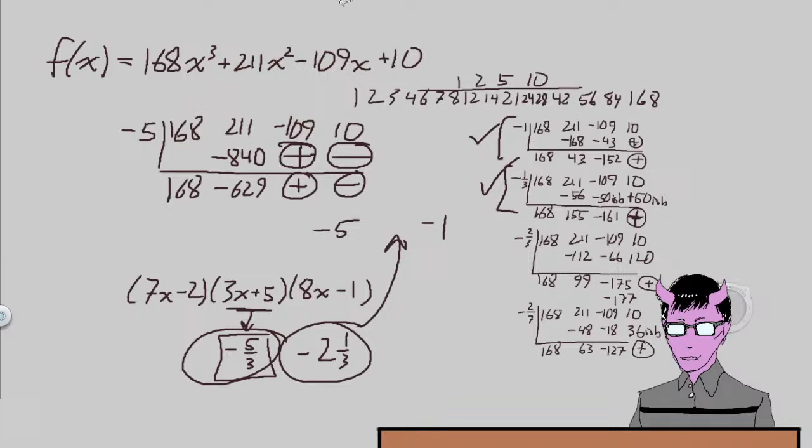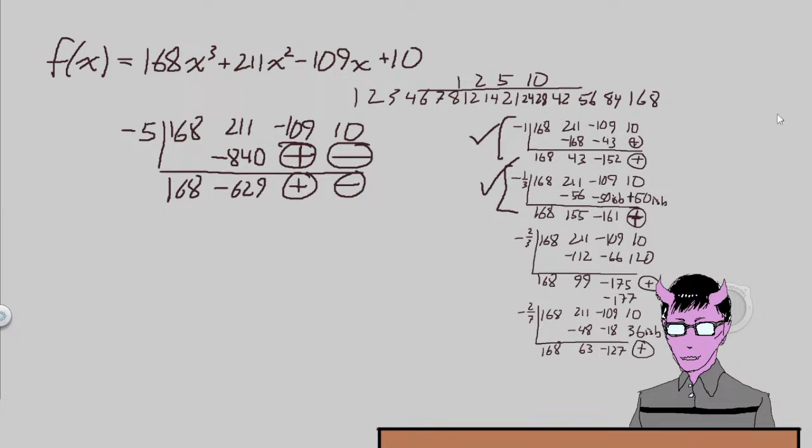Alright, so again, cheating, because I looked at the answer. We know that the 0 is negative 5/3.